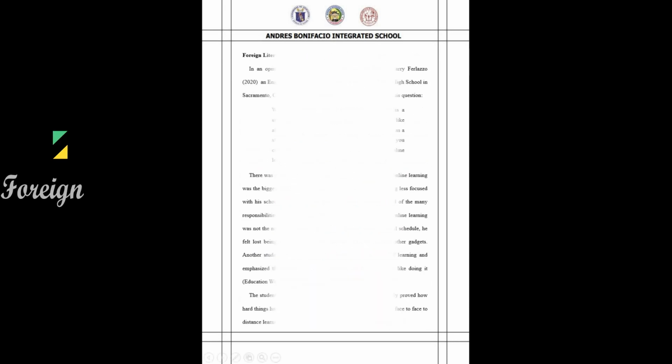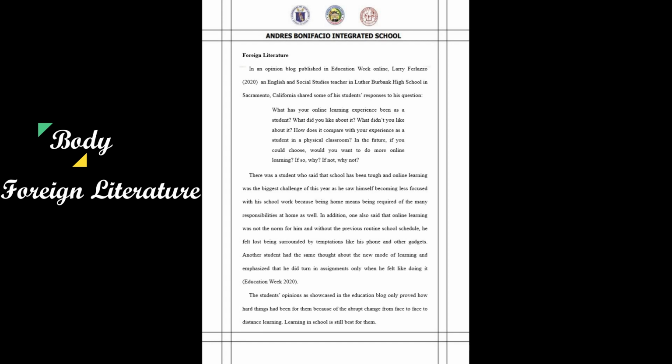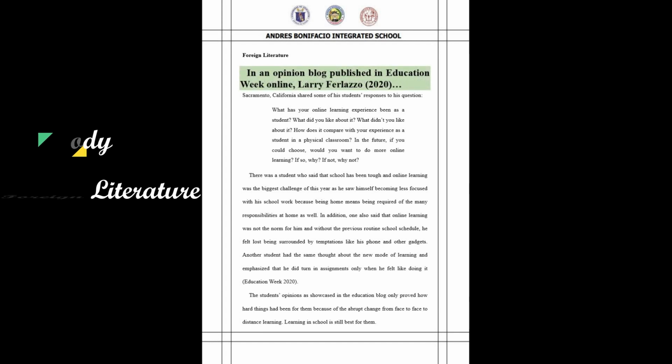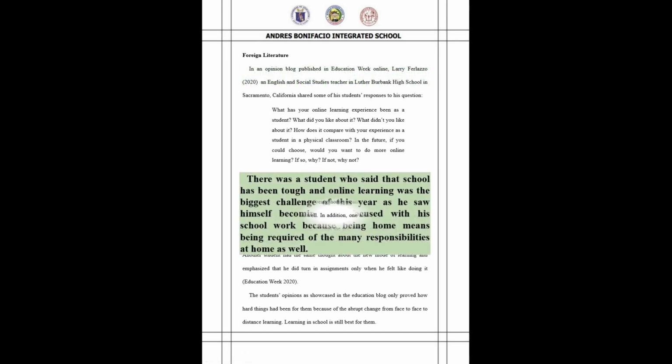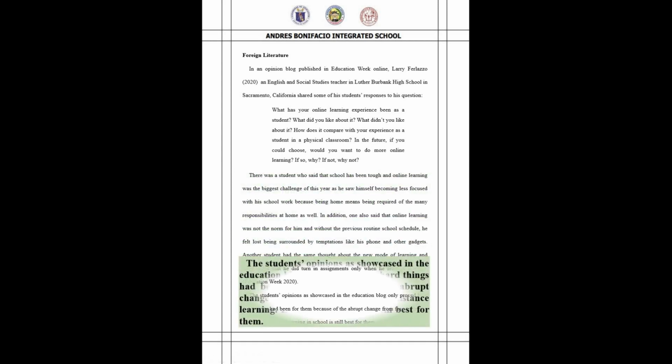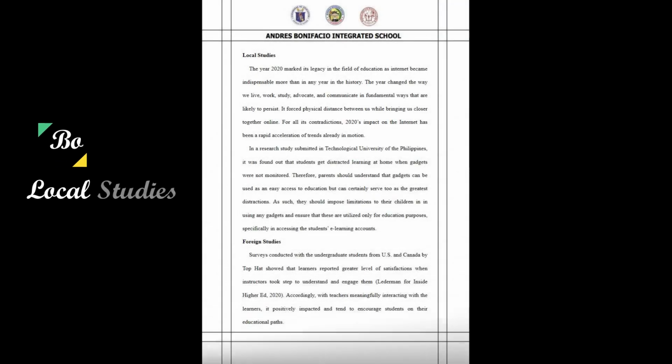The next page gives us foreign authored literature or material as signaled by the citation. So again, these are examples of in-text citations. In this page, the researcher enumerated the responses of the students to the teacher's question as stated in the educational blog. Those answers are the perceptions of students on online learning which the researcher targets to know. In this page, the researcher gave a critical review relevant to the concept of the present research undertaken. The next we have is the local studies.